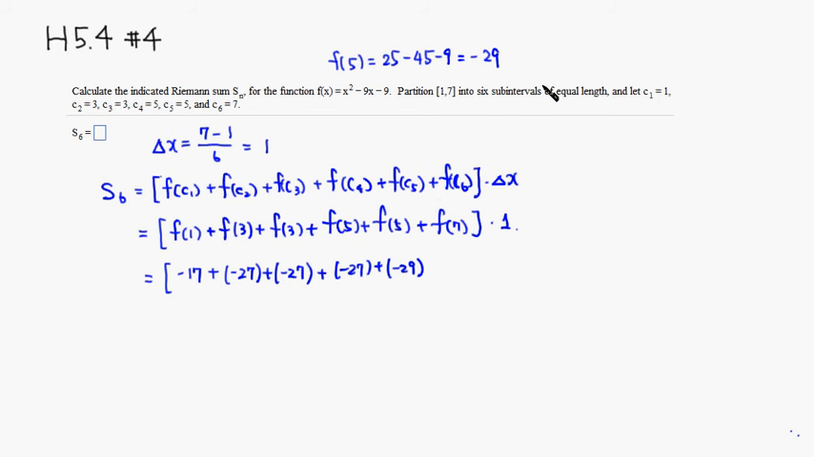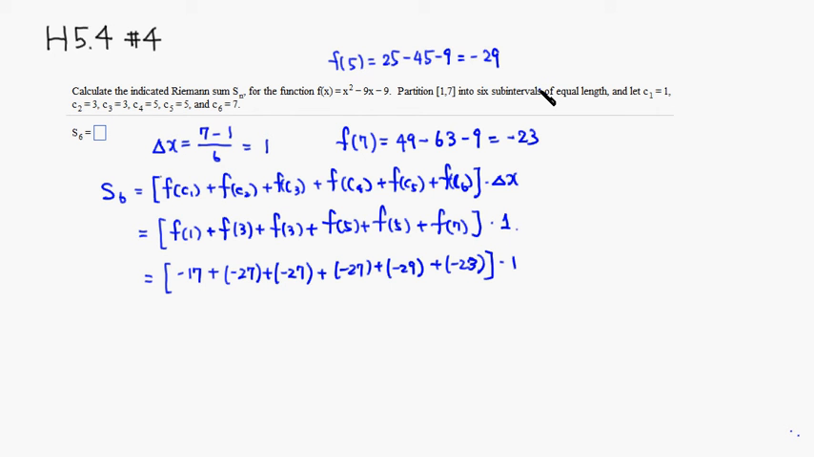And the last one, f of 7. 7 squared would be 49, and negative 9 times 7 is negative 63, minus 9. So this is going to be 40 minus 63, which is negative 23. So we have negative 23. Then times 1, which really doesn't do anything.